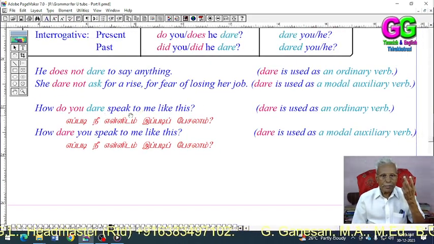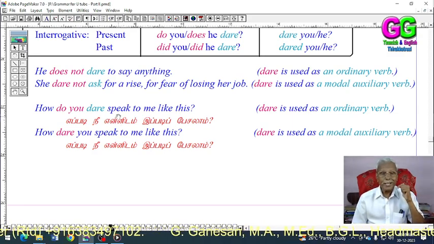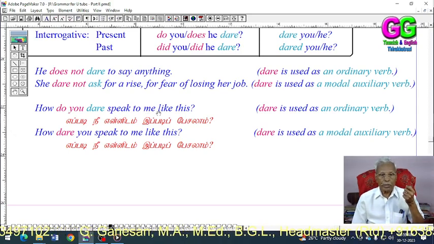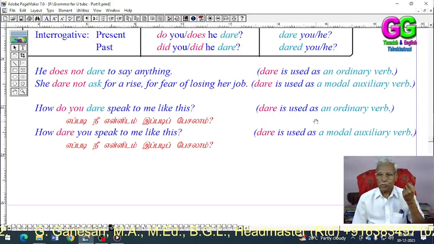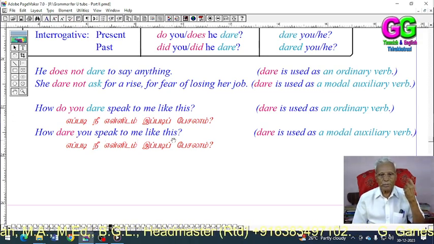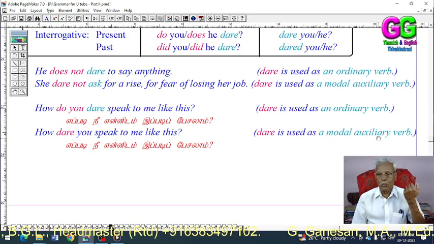How do you dare speak to me like this? How do you dare to speak? It's used as an ordinary verb. How dare you speak to me like this? It's used as a modal auxiliary.